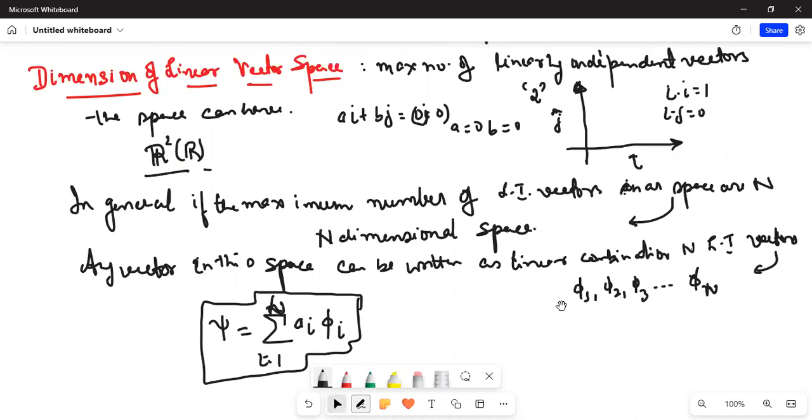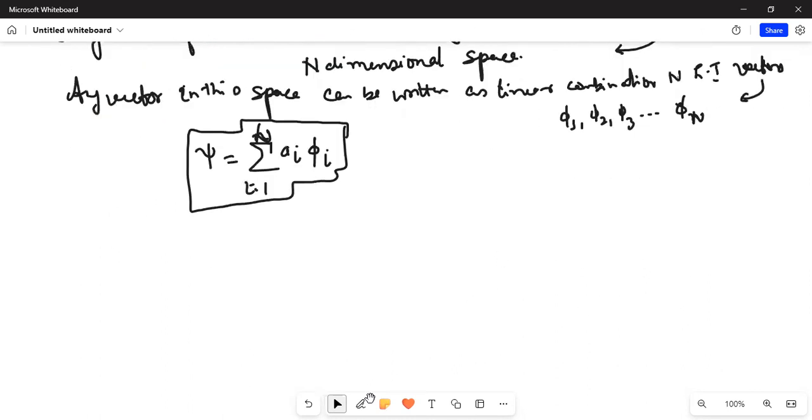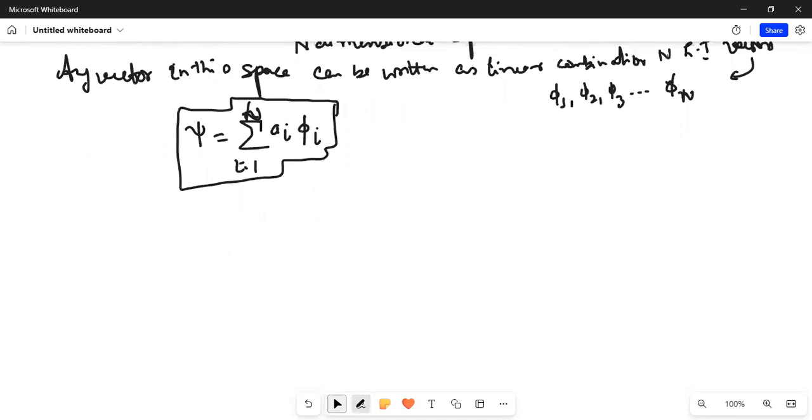Now we say that this particular space is spanned by these two vectors. Basically, when we say this space is spanned by two vectors, I mean any vector in this two-dimensional space can be represented as a linear combination of i cap and j cap. Similarly, in n-dimensional space, this space is spanned by all these n linearly independent vectors, and all these vectors are said to form the basis. So let us first write what is basis.